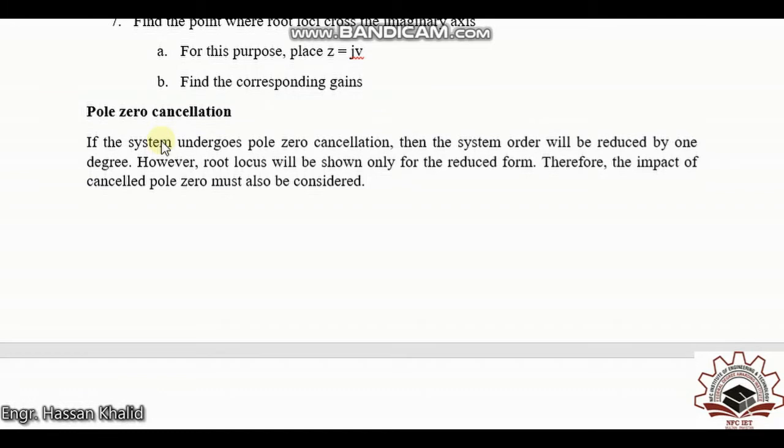Okay, let's see the impact of pole zero cancellation. If the system undergoes the pole zero cancellation, then the system order will be reduced by 1 degree. However, the root locus will be shown only for the reduced form. Therefore, the impact of the cancelled pole zero must also be considered if you need to satisfy the condition of total internal stability as well.